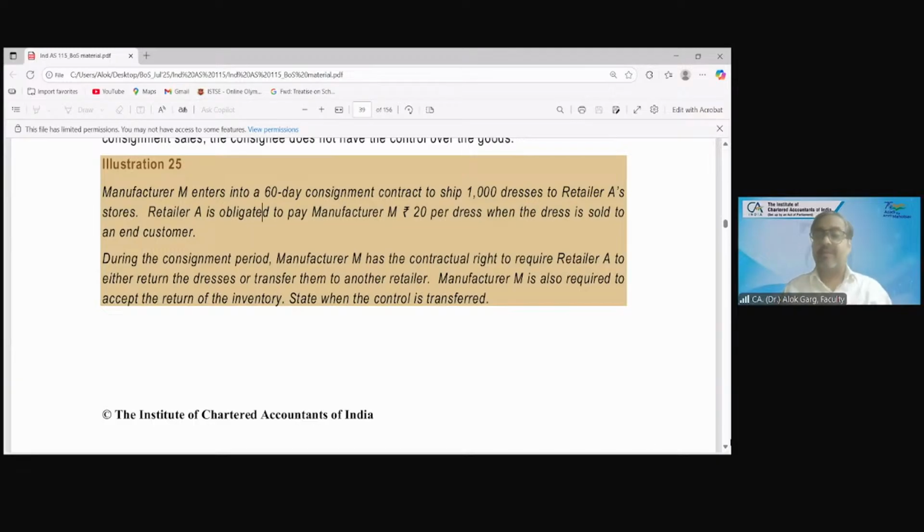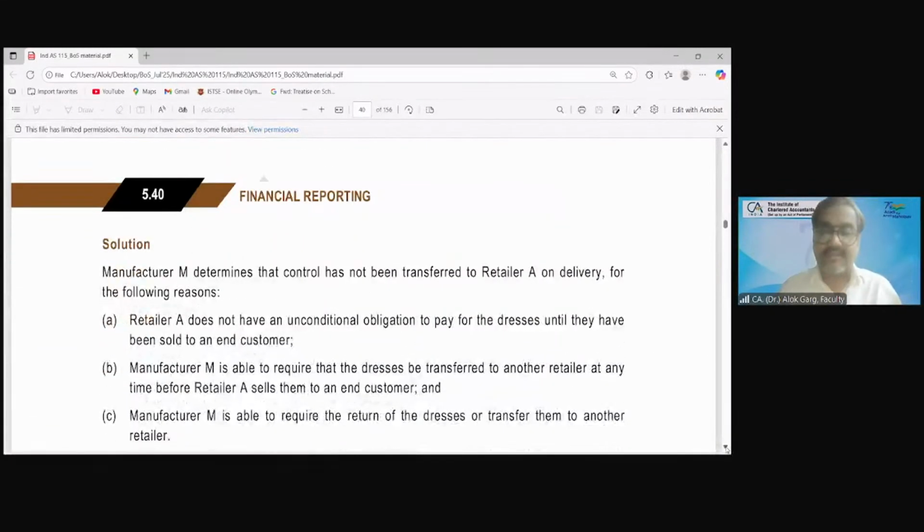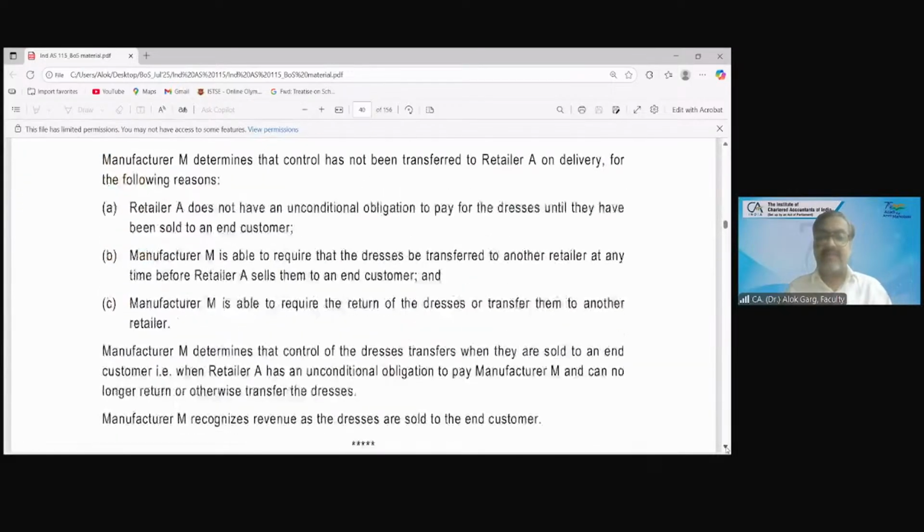Okay. But in this question, the question is silent. So what is the triggering date? The triggering date is when the dresses are sold to the end customer. So what is the solution which is given in the question? Let me read that in the material.